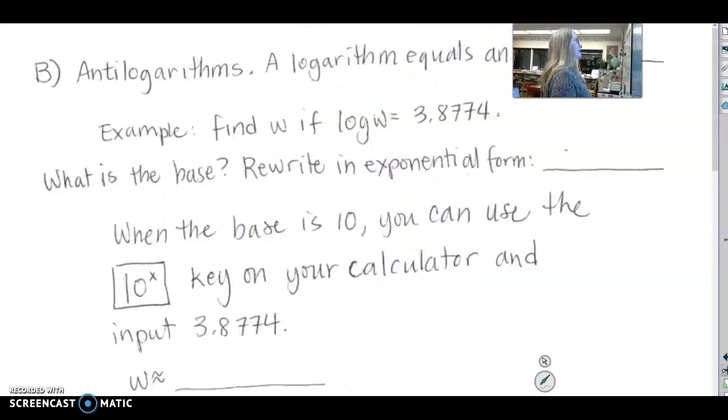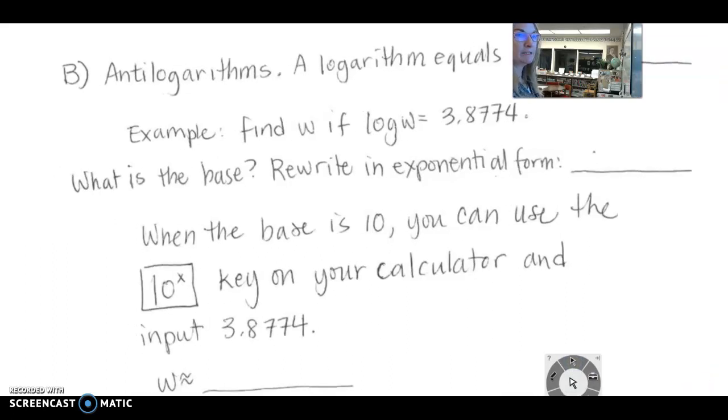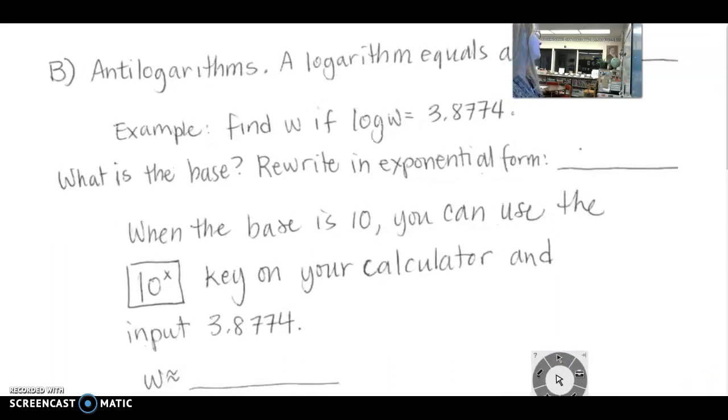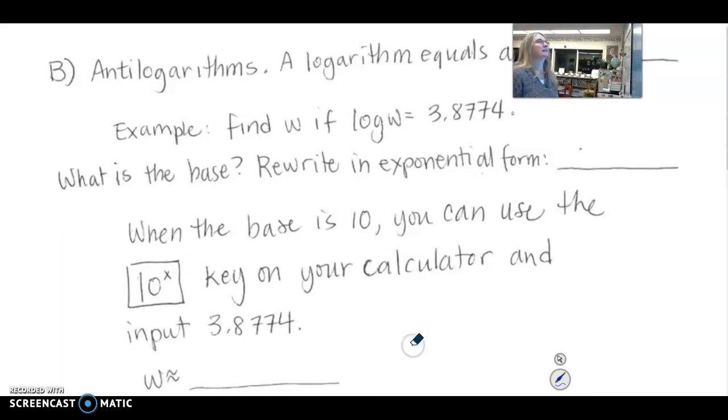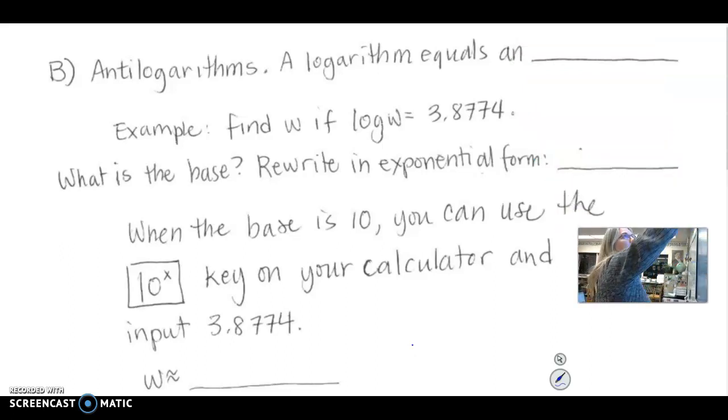Okay, moving on here. The next part of this lesson is covering anti-logarithms. So a logarithm is going to help us find exponents. If we can remember that, that's going to be very helpful. So when we type in a logarithm, what we're finding is an exponent. So an anti-logarithm, a logarithm is equal to an exponent.